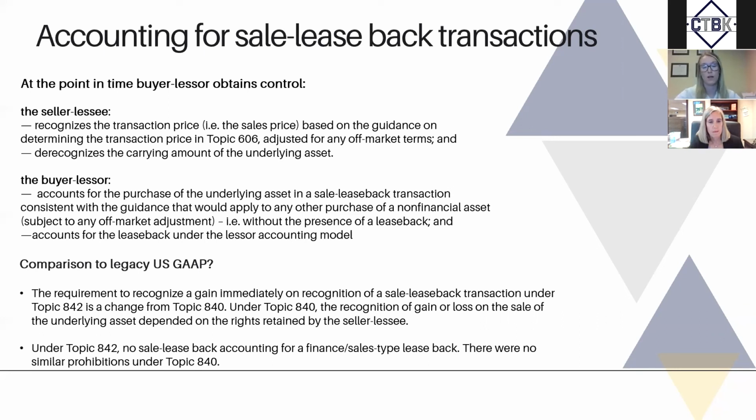Again, if you're a lessor and you have a sales type lease, you cannot account for it as a sale leaseback transaction. And then another difference is the requirement to recognize a gain immediately upon the recognition of a sale leaseback transaction. So again, you recognize it immediately under 842, whereas under 840, the recognition of that gain or loss was dependent on the rights retained by the seller or the lessee. So that wraps up our sale leaseback topic.